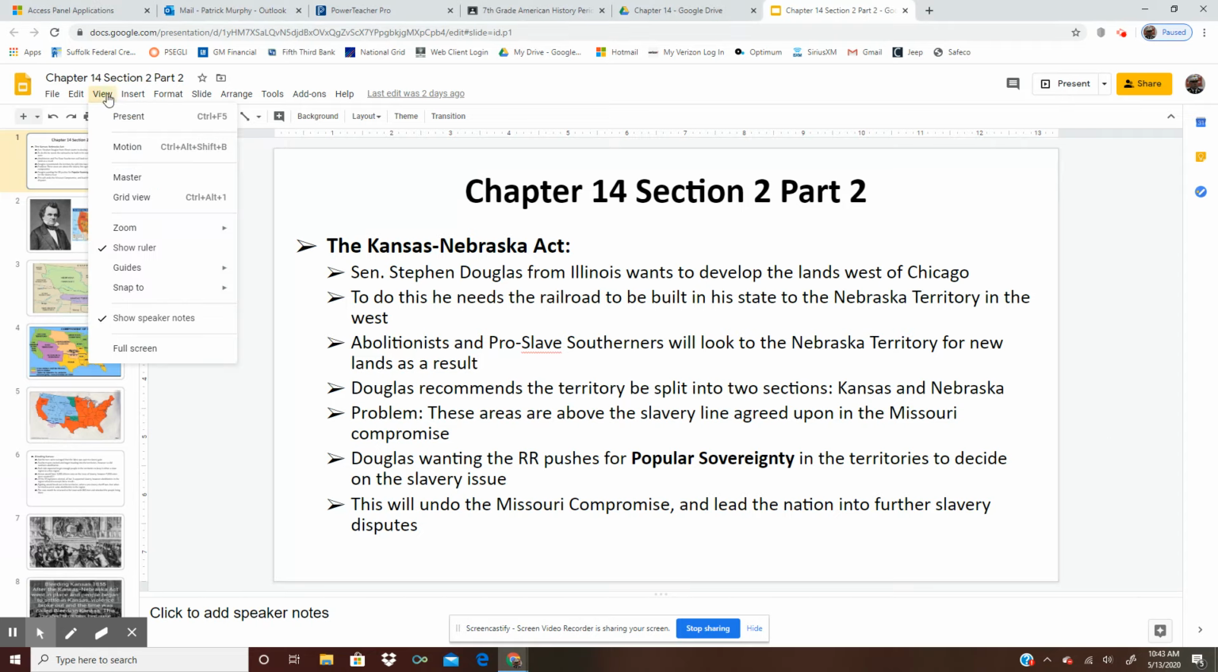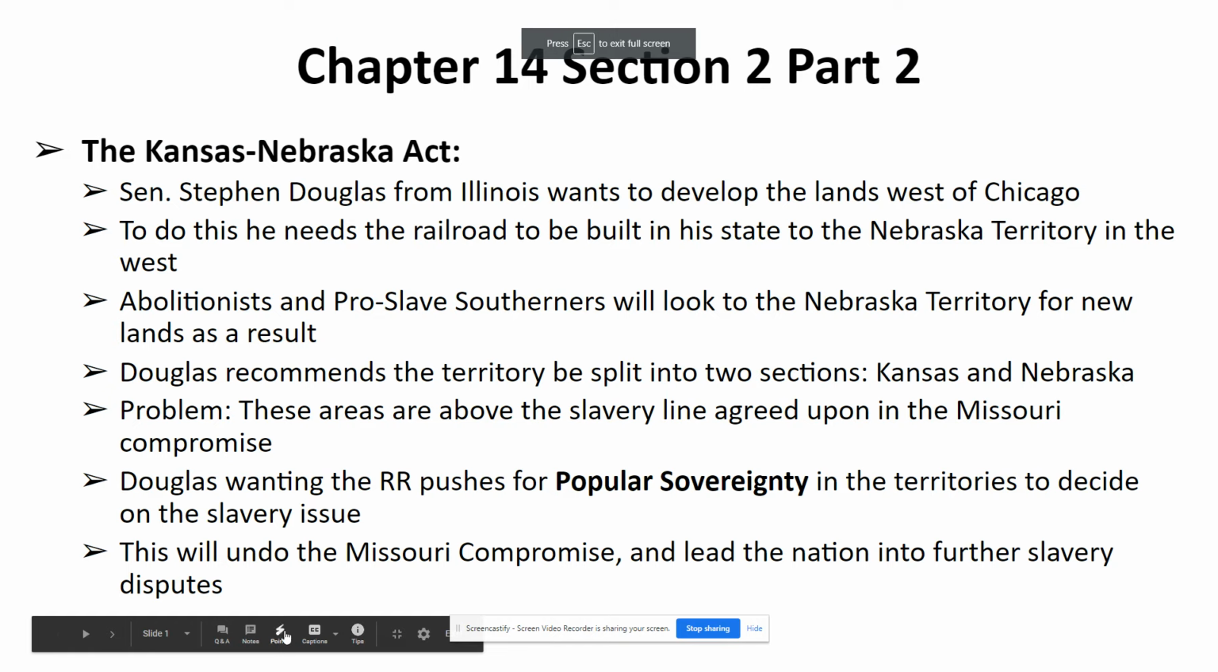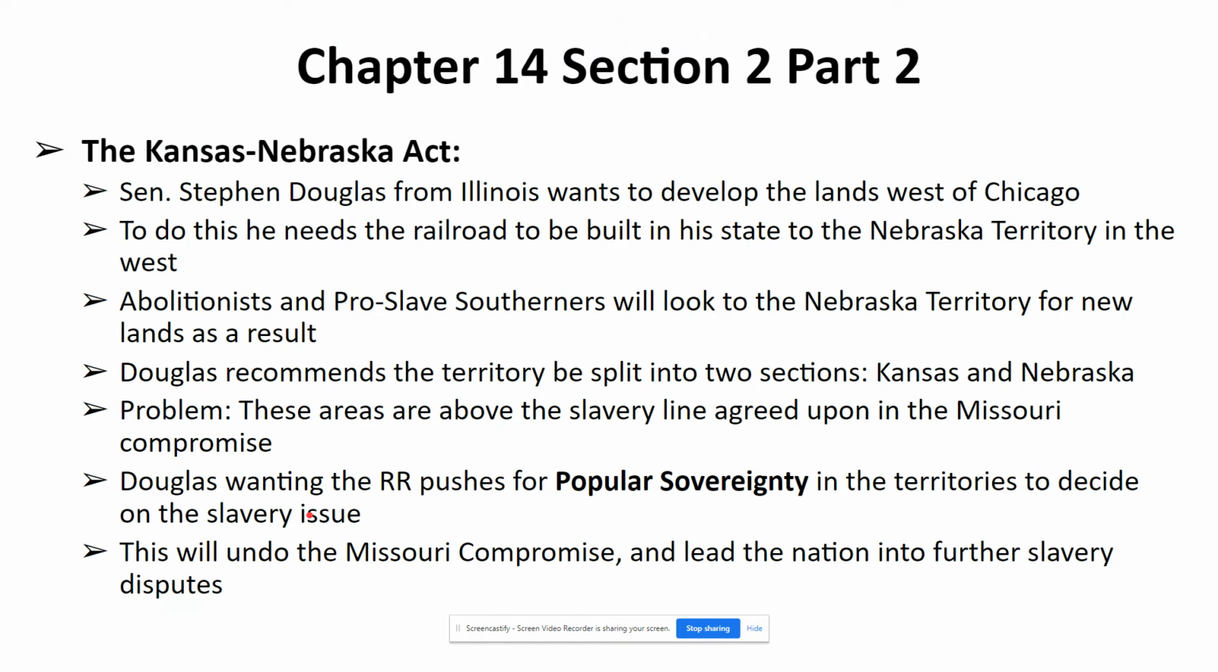So let's keep going, and you guys can follow along. We're just going to focus on the next part of the causes of the American Civil War, and this one is going to be known as the Kansas-Nebraska Act. And obviously, you can understand it deals with the territories of Kansas and Nebraska.